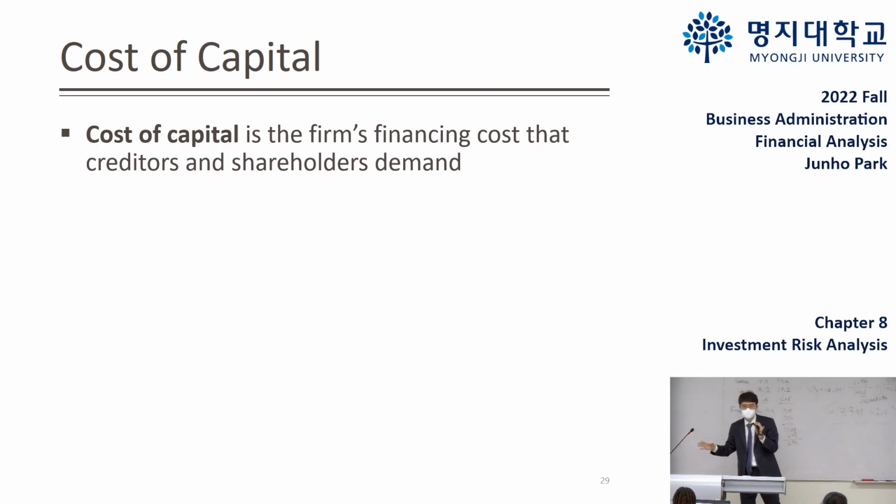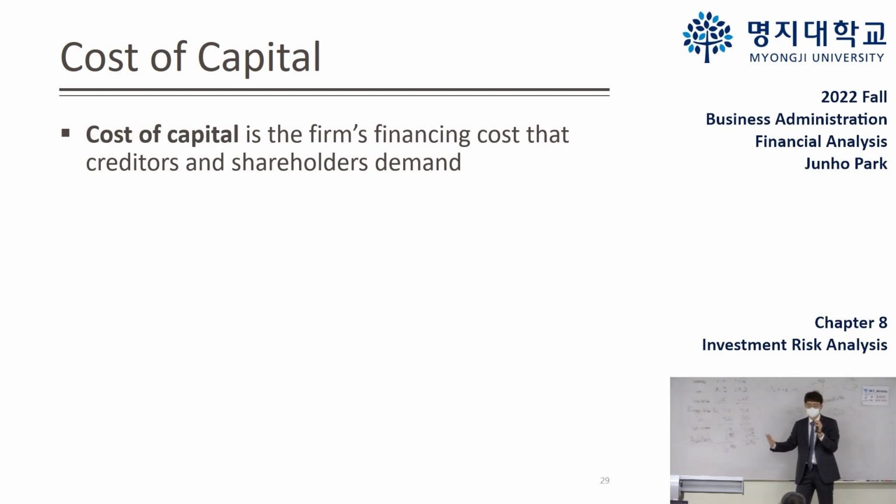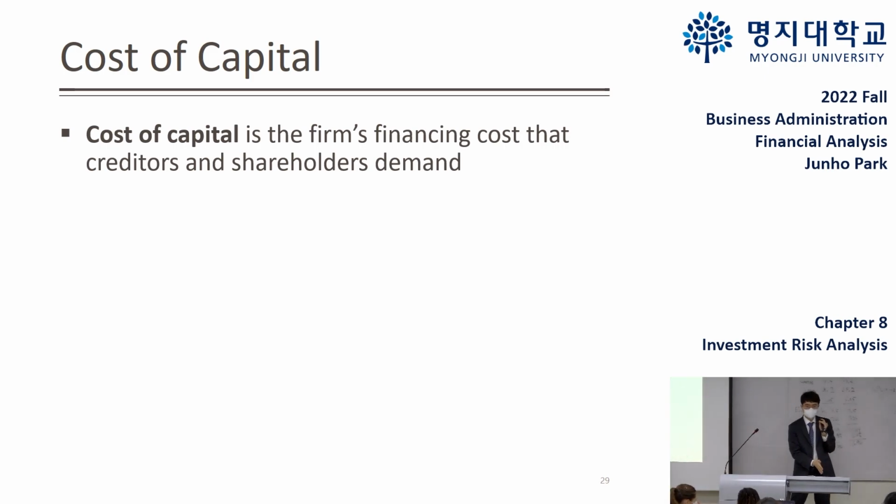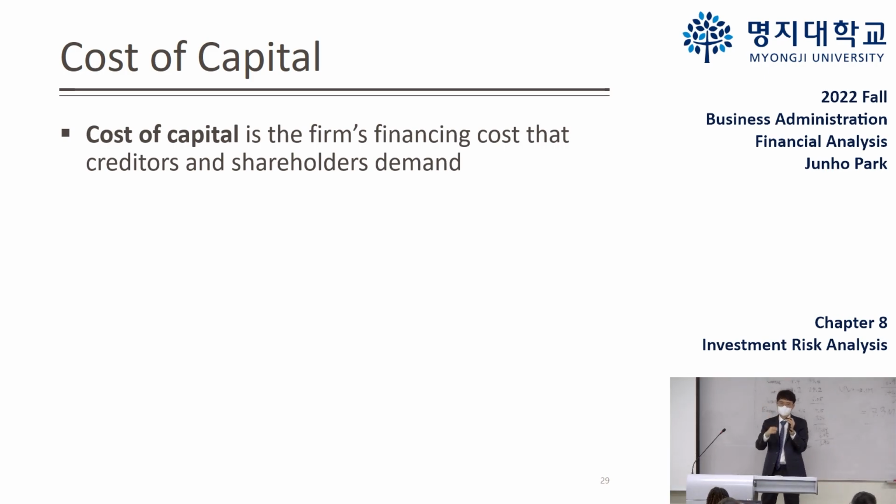Therefore, you have two groups of investors, and because they are investors, they have their own perspective about investment and their risk. So they want to have a certain level of rate of return from the investment into your company. Therefore, they will demand certain profit or return from you, and from the firm's point of view, this is the cost because you have to give certain money back to your investors.